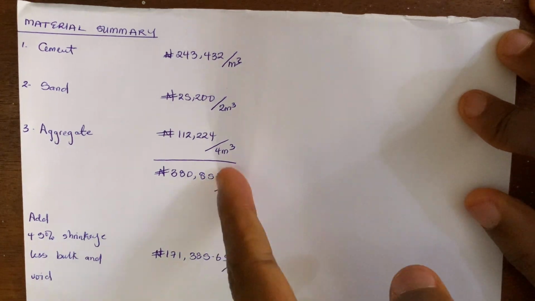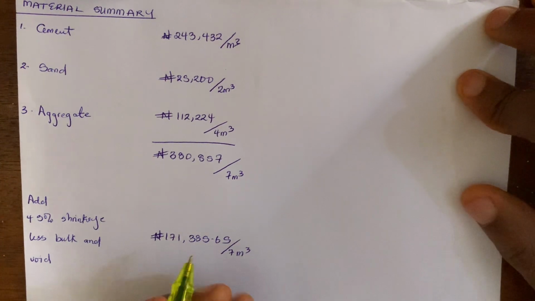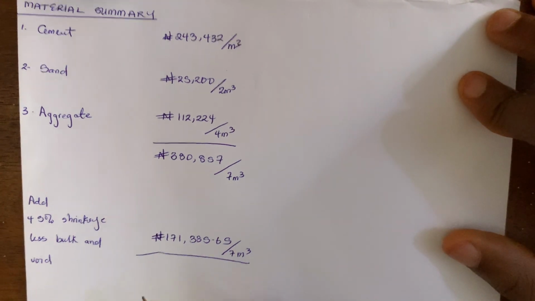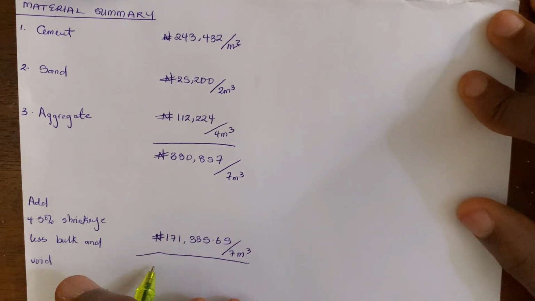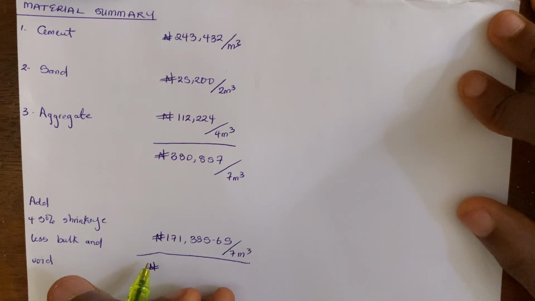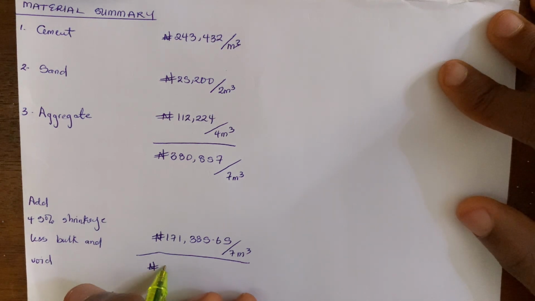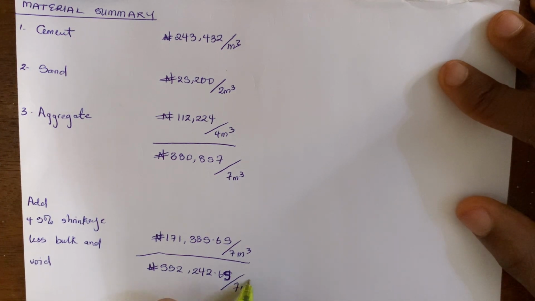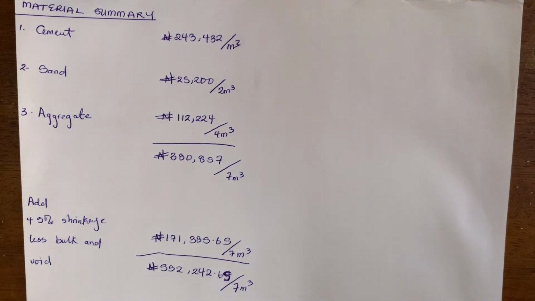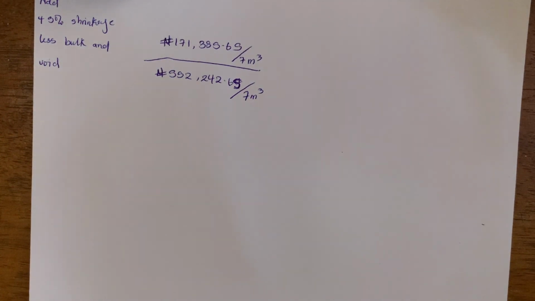So we now have to add these 2 parameters together. So when you add these 2 parameters together, what are we going to be having? We're going to be having 552,242.64. Sorry, for 7 meter cube of concrete.